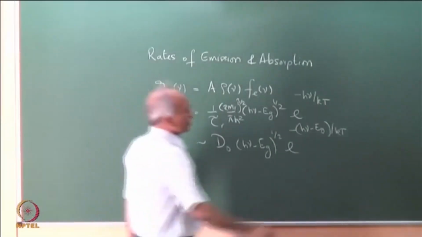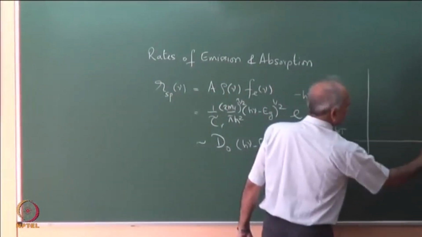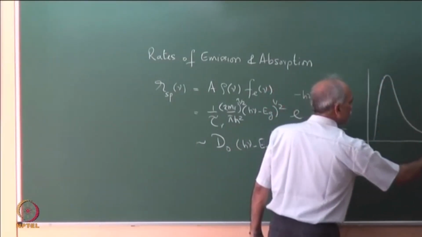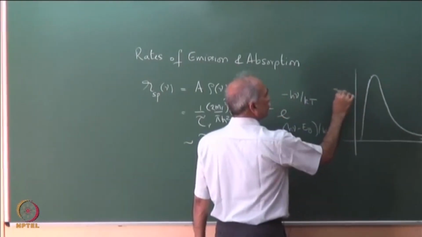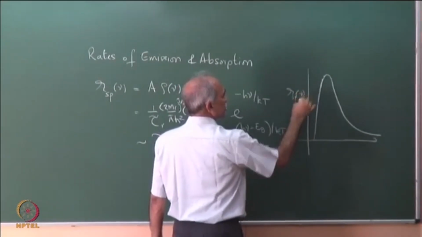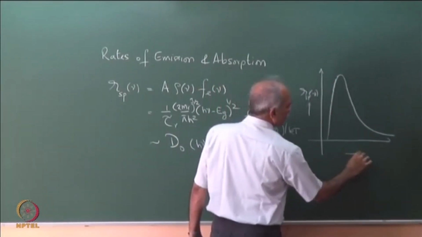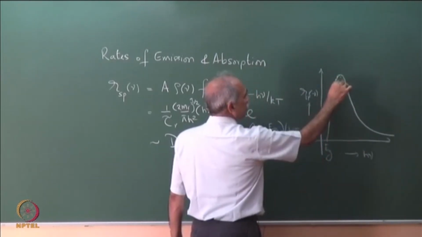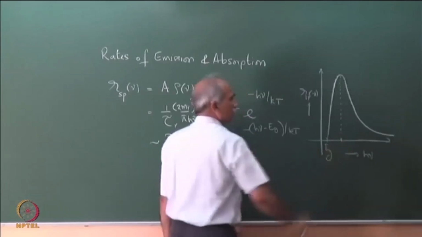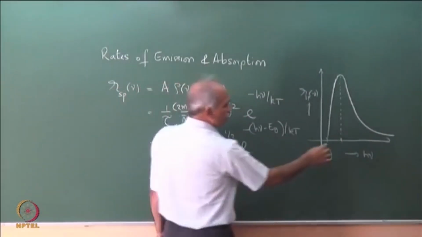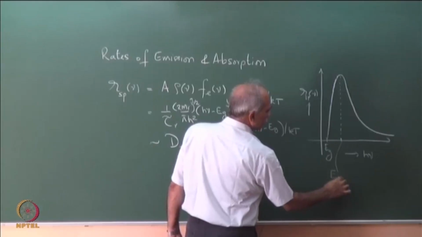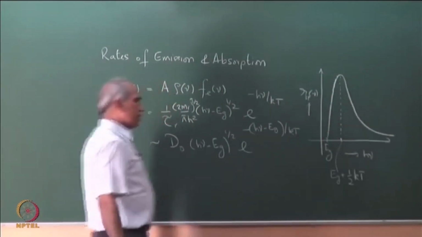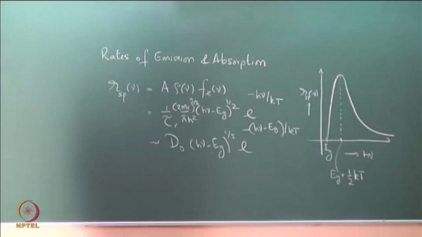And then I had shown that the variation looks something like this. What I have plotted is R_sp of nu, the spontaneous emission spectrum, as a function of h nu, and it starts at E g. We could find the peak value, which corresponds to E g plus half k T. The peak of spontaneous emission occurs at energy value E g plus half k T.